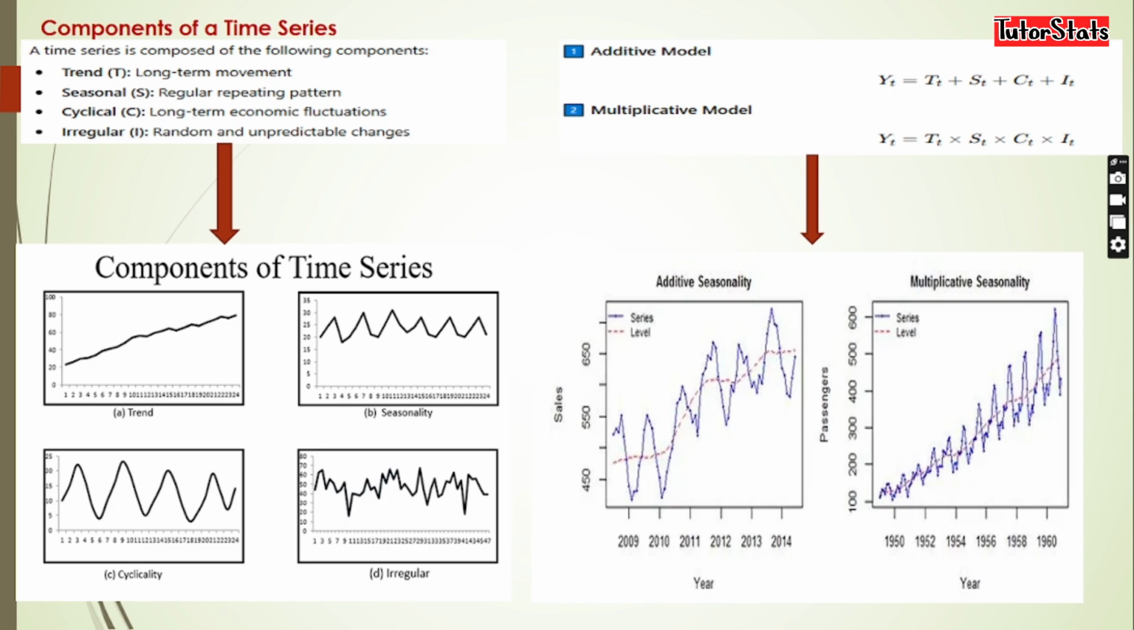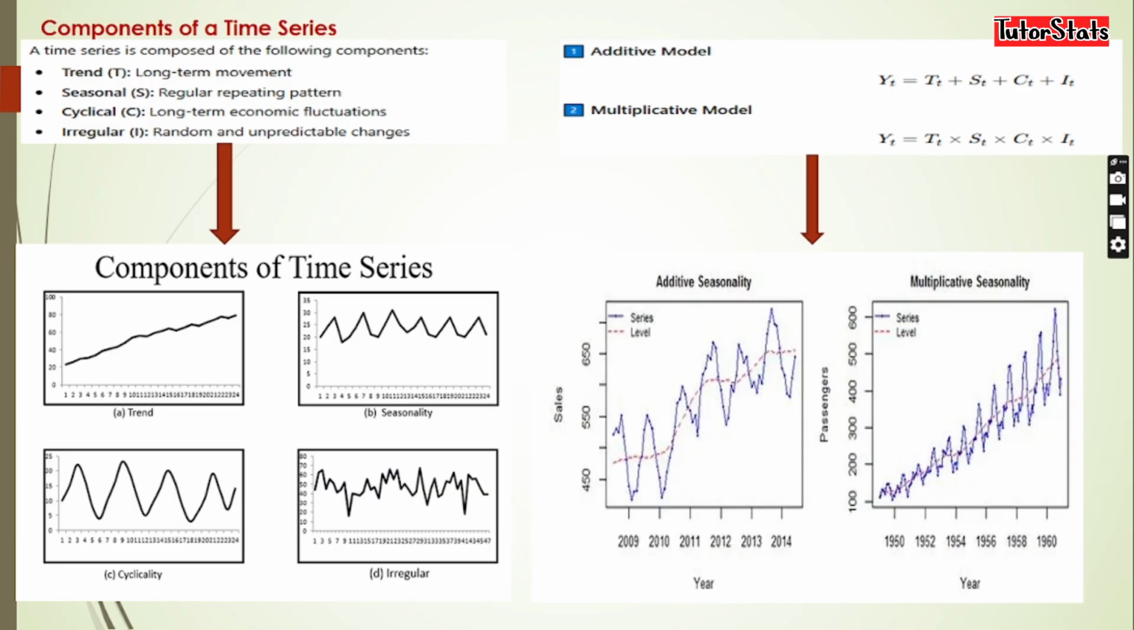Now let's understand what actually makes time series data move up and down. Any time series data is not random. It is made up of different components. What are the components of time series data? A time series is usually composed of four main components: trend, seasonal, cyclic, and irregular or noise. Let's understand each one using real life examples.